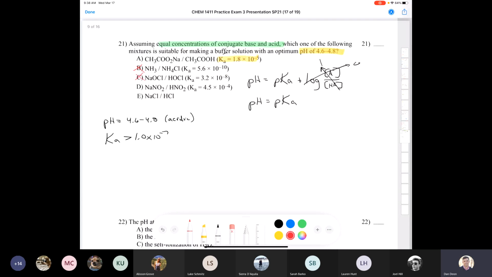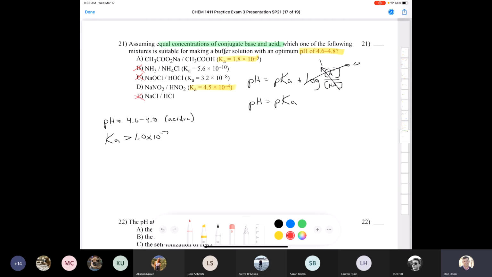So that's too low. The next one is the nitrite ion and nitrous acid. Nitrous acid has a Ka that's greater than 1 times 10 to the negative 7. And so that's a possibility. And then if we look at the next one, it's the chloride ion and HCl. Well, HCl is a strong acid. That's going to have no Ka associated with it, and it's going to have a pH that's super low, like 1, okay? So that's not going to be a possibility.